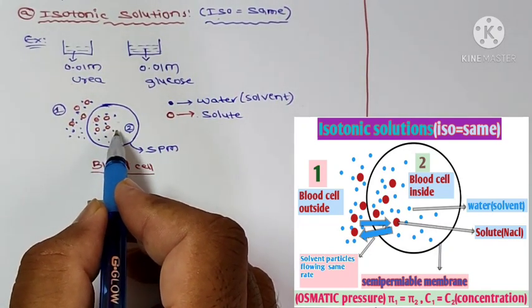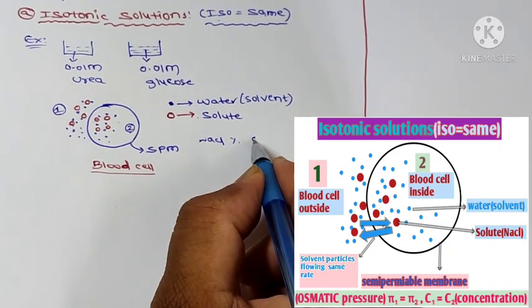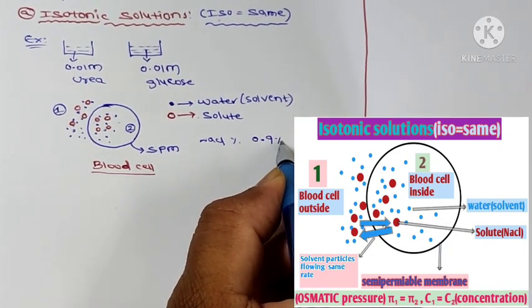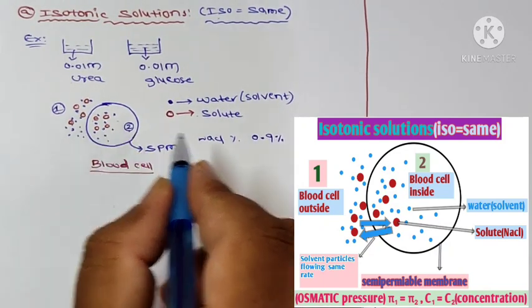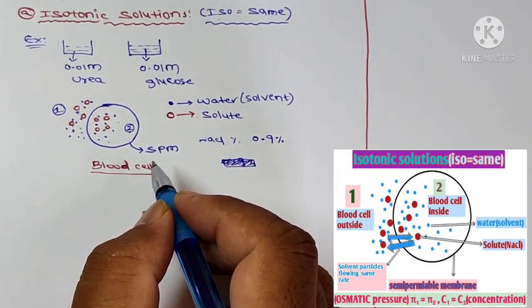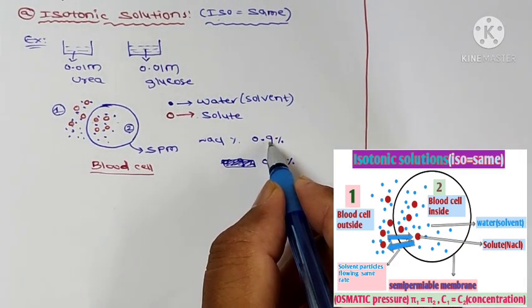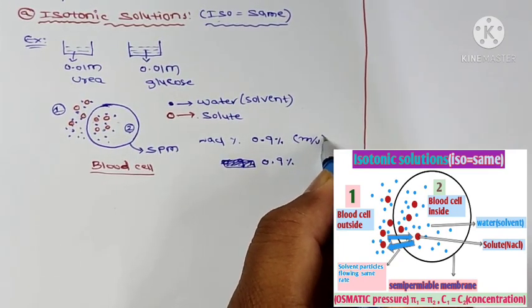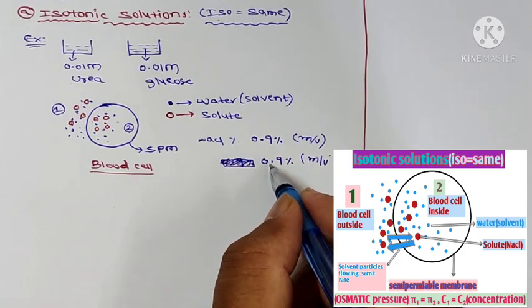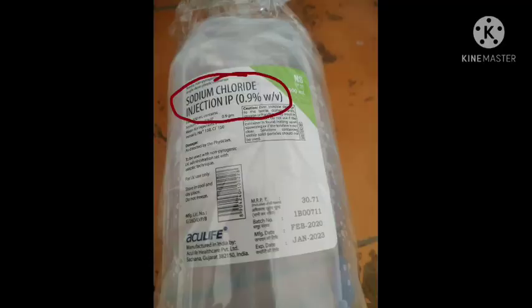And inside the blood cells, the NaCl percentage is 0.9%. And we know that the saline will be injected into our body. So inside the blood cell, the NaCl percentage is 0.9% m by v. In saline also, the NaCl percentage is 0.9% m by v. See here, this is saline. I round up the percentage of NaCl and it is 0.9% W by V.